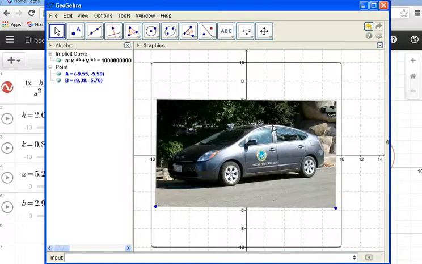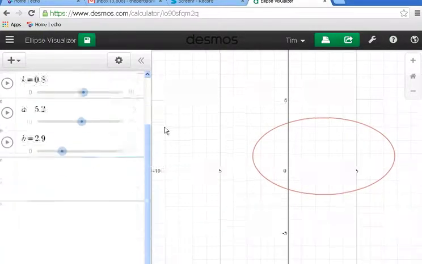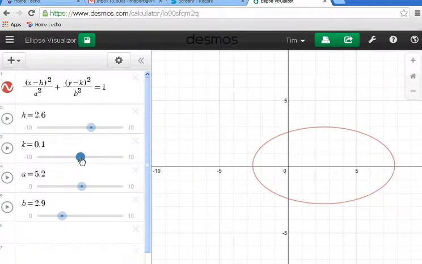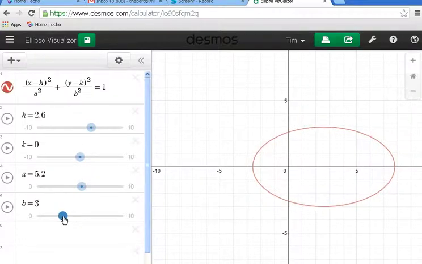Yeah, okay, so the top of this ellipse is going to be at about 3. The bottom, I'm going to guess, is going to be at about -3. So that tells me that I don't really want a high K value. I want that to be at 0. Alright, my vertical radius is the B number, so I'm going to make that 3. And let's try this.